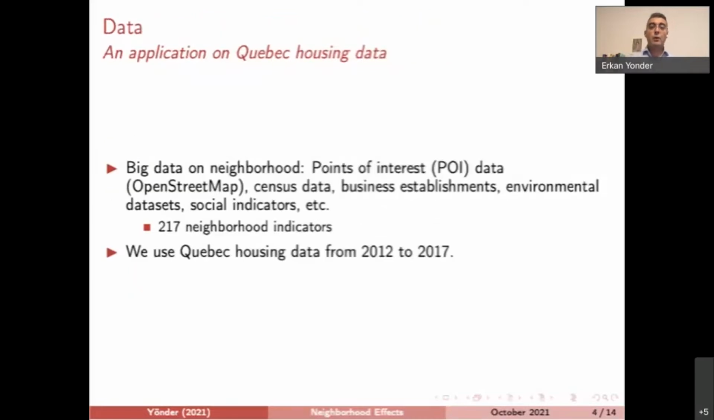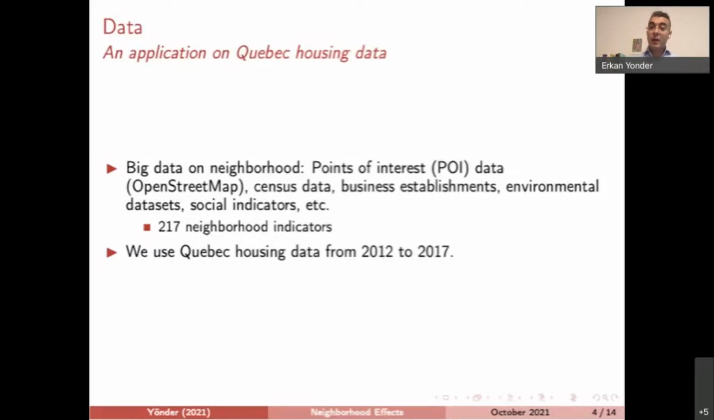Okay. The data we use here: first of all, what do I mean by big data on neighborhoods? We can talk about points of interest data. I'll show you some example maps here. There's OpenStreetMap, which is open source. Everybody can contribute to this, so this is a growing area. Big corporations like Google and Microsoft also benefit from OpenStreetMap. So it's very important, and it's a very fast growing network.